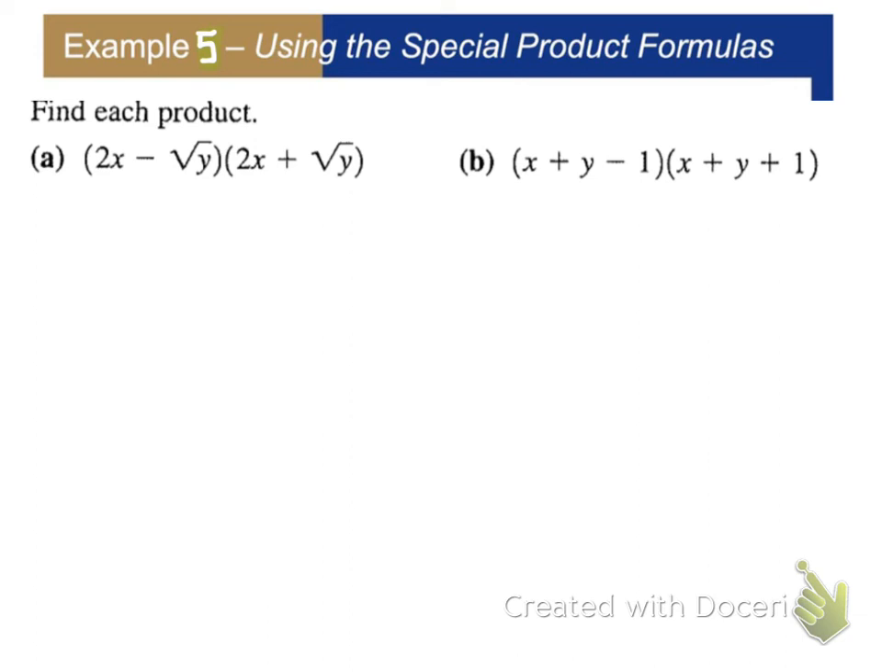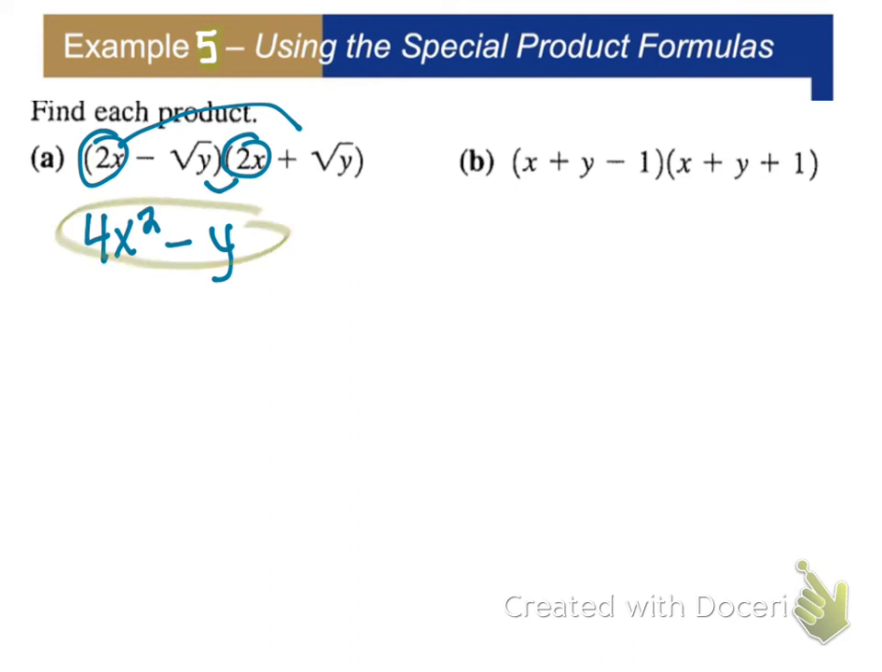So in order to use our special formula here, all we really need to do is multiply the first 2 terms, right? Which would be 4x squared. And then multiply the last 2 terms, which are negative square root of y and positive square root of y, which would be minus y. And again, remember the middle terms are going to be opposites, so they'll just cancel anyway. So here we go, and that's our answer.